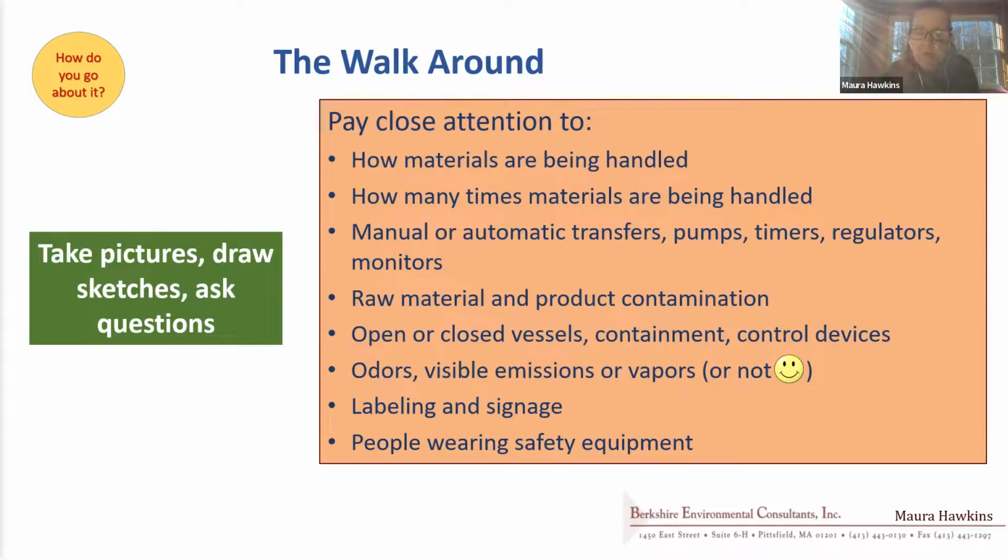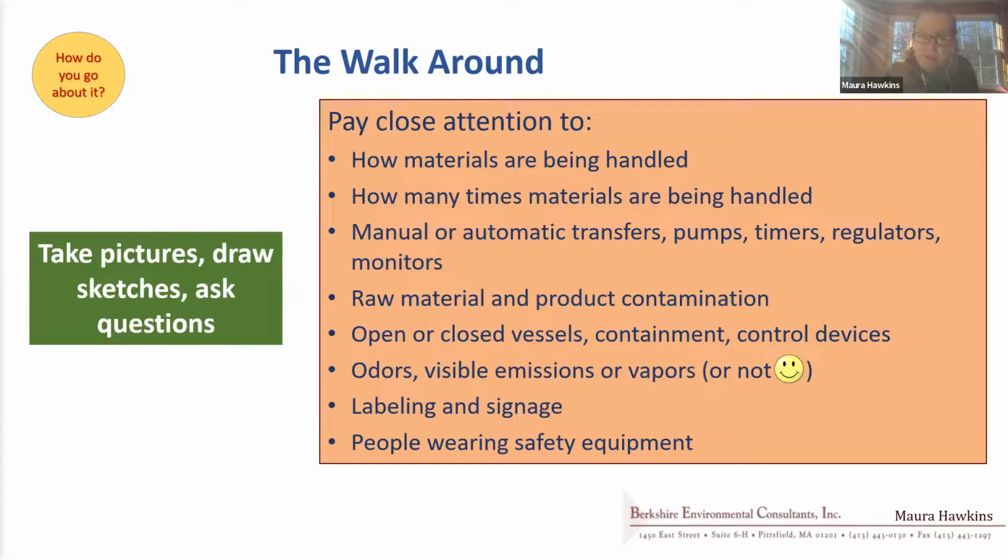More than that, you're looking for manual or automatic transfers, pumps, timers, regulators, monitors, anything that's indicating to you how that material is getting from point A to point B. Those are important things to look at, and whether or not they're being used. I think it's an interesting thing when you walk around a plant that, yeah, we have one, but it's never calibrated, or it's better for the operator, he knows exactly what he's doing, or she knows. So you're looking for raw materials and production, contamination issues, excess drums here, or waste piles of product. Not that you see it often, you're just kind of looking for those things.